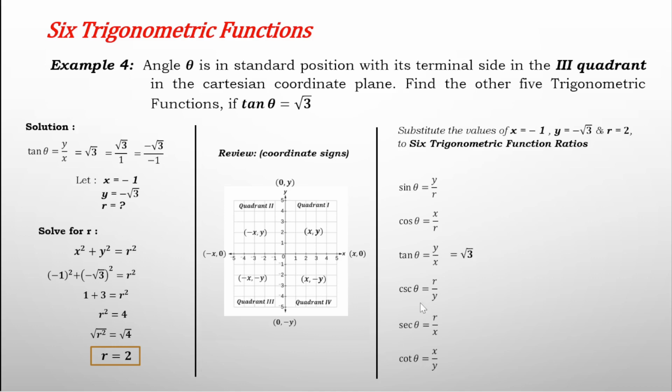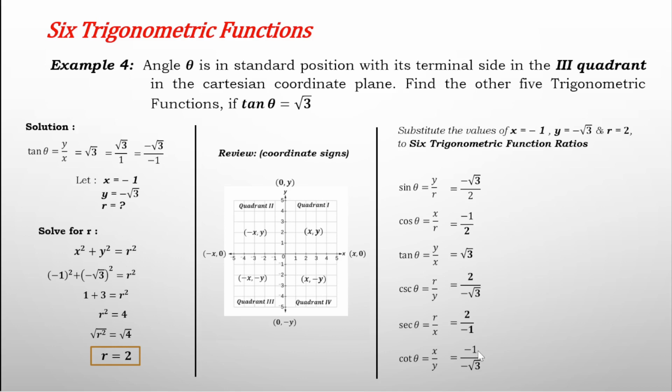So the given is the square root of 3 for the tangent. For the sine, we substitute the value for y, which is negative square root of 3, and the value for r, which is 2. So we have now negative square root of 3 over 2. For the cosine, the value of x is negative 1, and the value for r is 2. For the cosecant theta, the value for r is 2, and the value for y is negative square root of 3. For secant theta, r is 2, x is negative 1. For the cotangent theta, x is negative 1 and y is negative square root of 3.